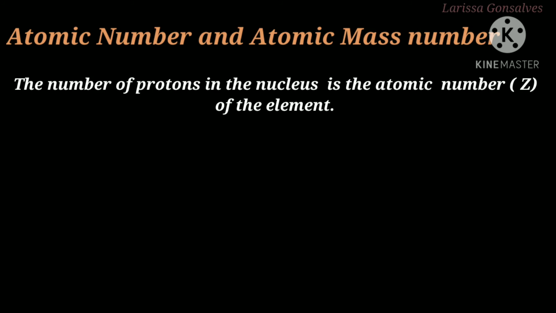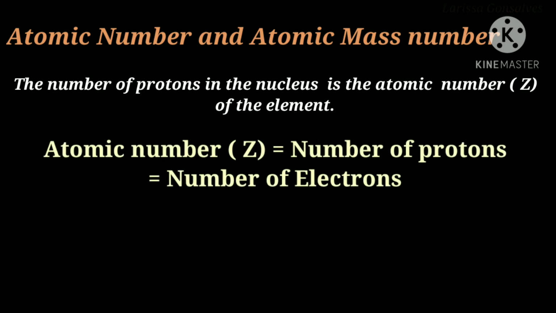In simple words, we say that the atom is electrically neutral when it has an equal number of protons and an equal number of electrons, that is, an equal number of positive and negative charge. So if you want to calculate the atomic number, which is denoted by the letter Z, then the formula is atomic number is equal to number of protons, which is equal to number of electrons.